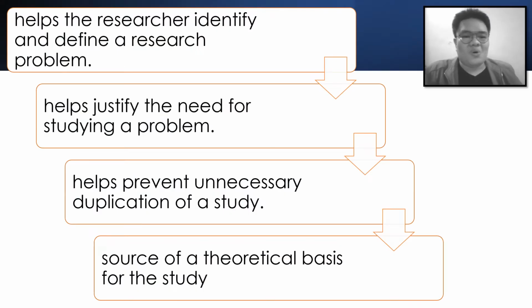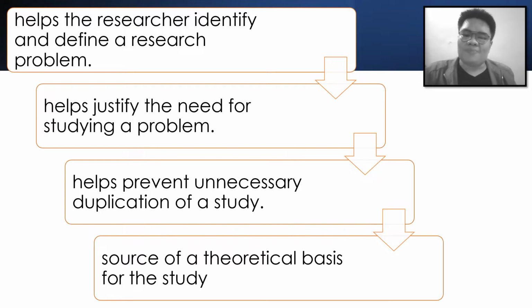Next. Related literature also helps the researcher identify and define the research problem. Some of you might still be bugged as to how your research problem will be accurately identified. So it is the related literature that would be able to help you do so.